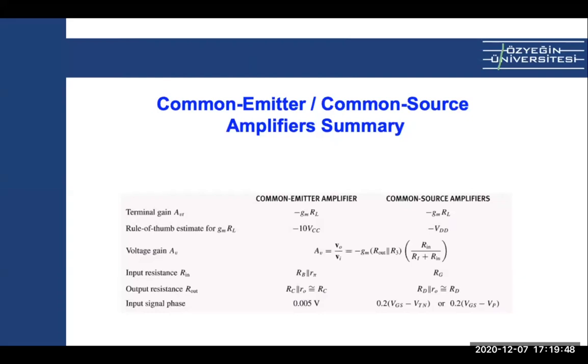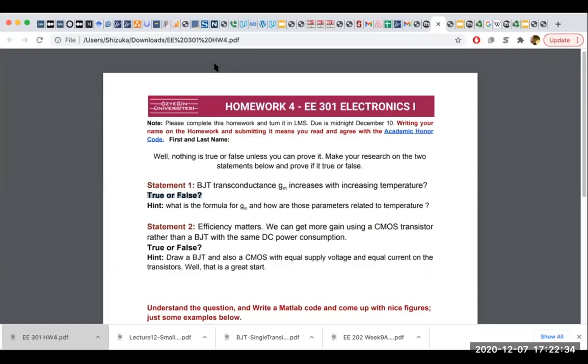The BJT common emitter homework question is asking if a BJT or MOS amplifier, like a common emitter or common source amplifier, is more efficient, I think, if I'm not wrong. The first question is asking you how the BJT current changes. Actually, let me open the homework page. If you remember, the BJT current is IS, the saturation current, times exponential VBE over VT.